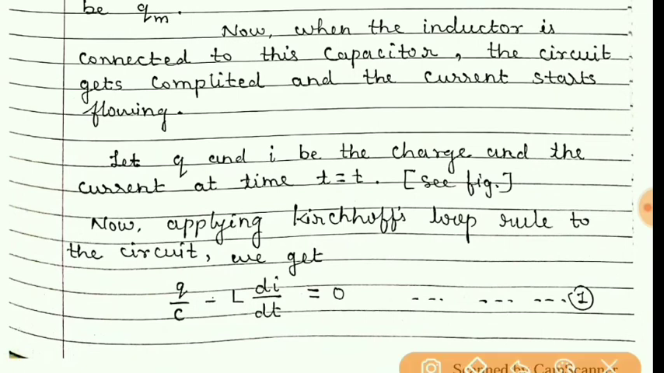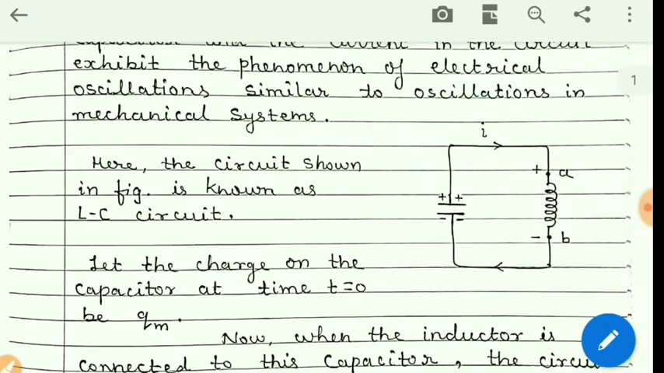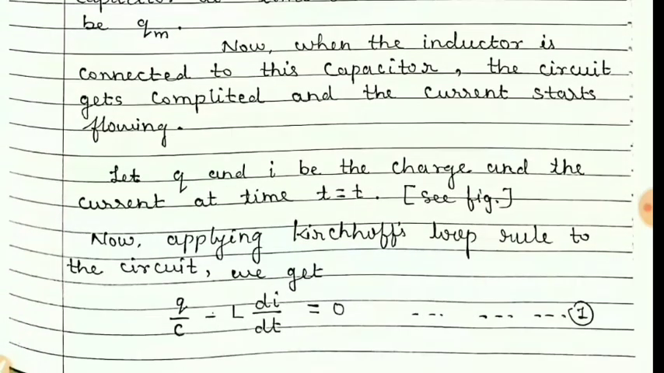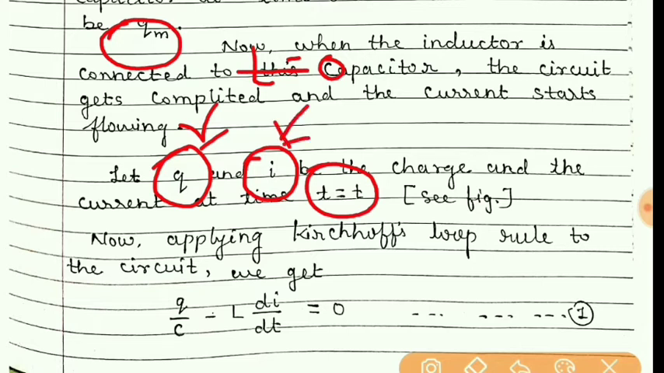So now suppose at time t equal to t, during the process of the flow of the current at some particular time, we get the charge on the capacitor as Q and the current in the circuit as I. This Qm is the initial charge on the capacitor at time t equal to 0, but after some time, that is at time t equal to t, now the charge on the capacitor is Q and the current in the circuit is I.